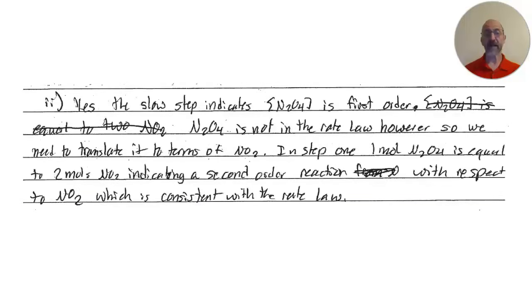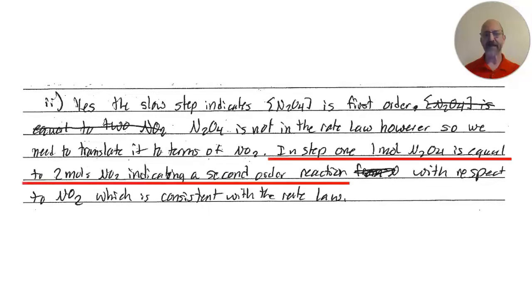They say, yes, the slow step indicates that the concentration of N2O4 is first order. They say N2O4 is not in the rate law, so we need to translate it in terms of NO2. Now, I underlined the mistake that they made, so take a look at this next sentence. In step 1, 1 mole of N2O4 is equal to 2 moles of NO2. Now, that's not algebra, that's just a simple statement indicating that they're replacing N2O4 with 2 moles of NO2.